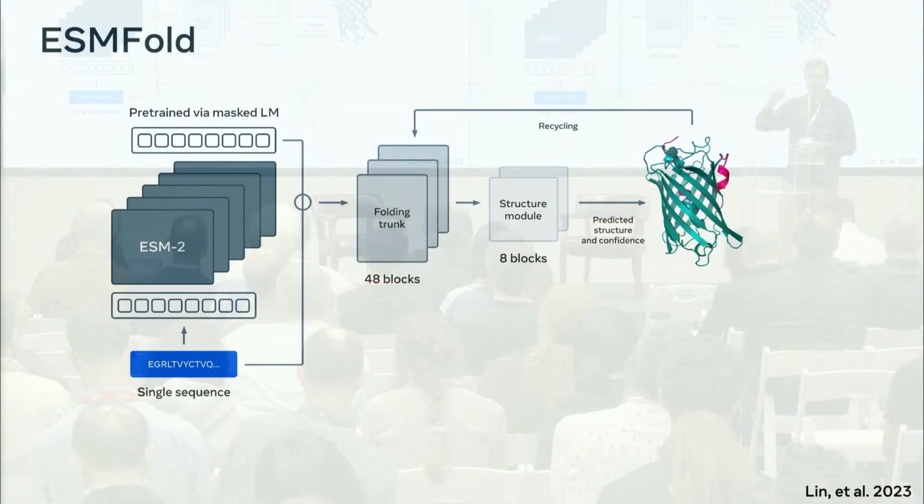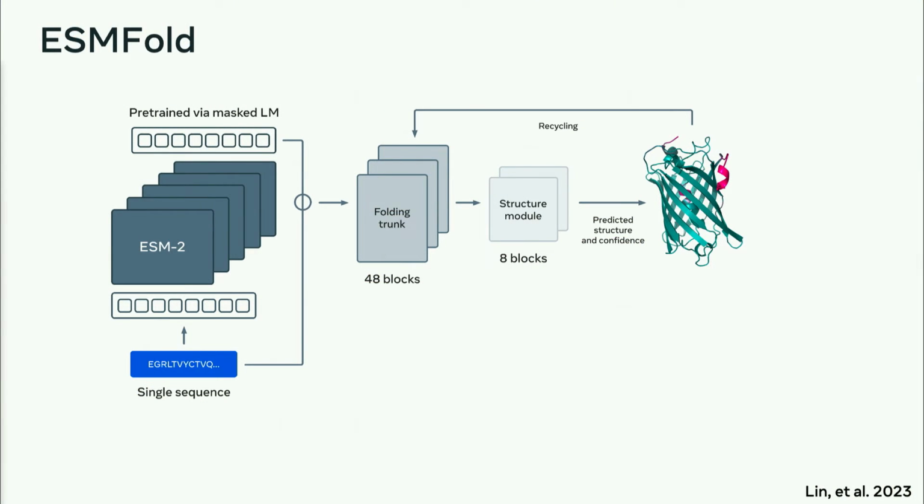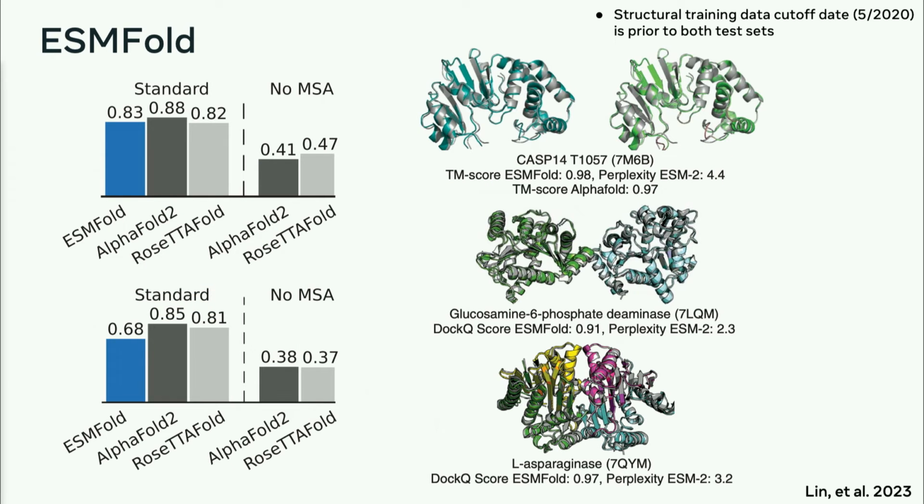And so you can replace that basically with a single forward pass of the language model. So that makes it extremely fast. And we were able to use this then to, so maybe just to highlight here, obtain state-of-the-art results. The top bar chart there is the CAMEO test set, and the lower bar chart is the CASP14 test set. And so the accuracy approaches that of AlphaFold, slightly less accurate than AlphaFold.